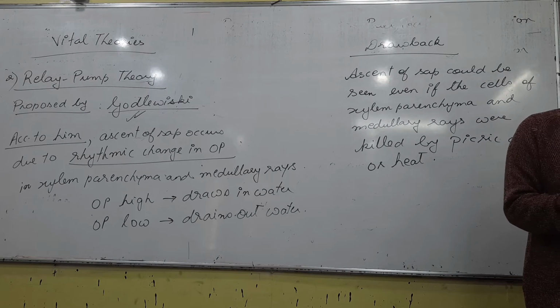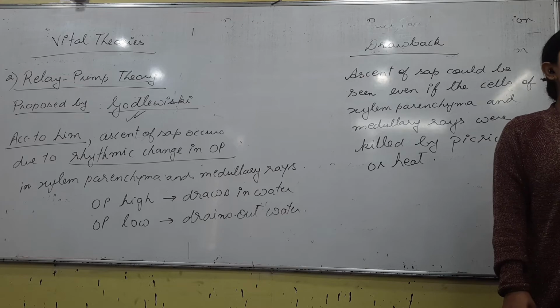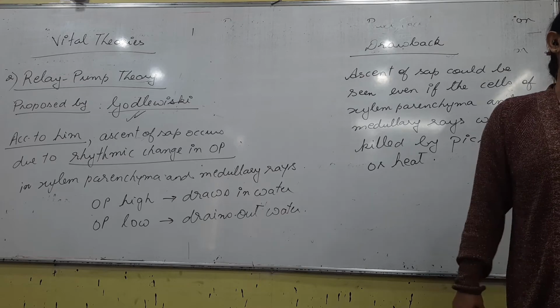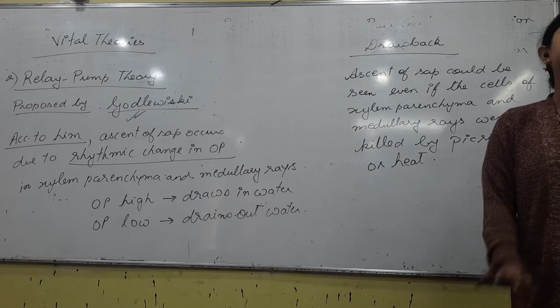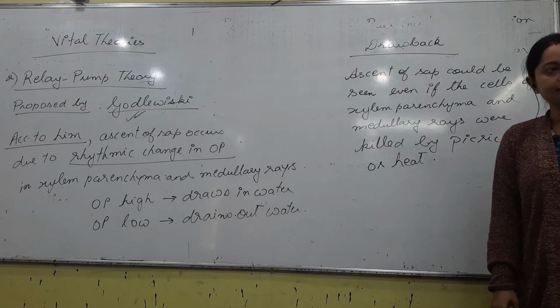But we have seen that if the root is cut, there will be no cortex. Even if the root is cut, ascent of sap takes place. Here the drawback is not accepted. Root pressure is almost the same. The drawback is almost the same for all. Even if the root is removed, ascent of sap takes place. Right?